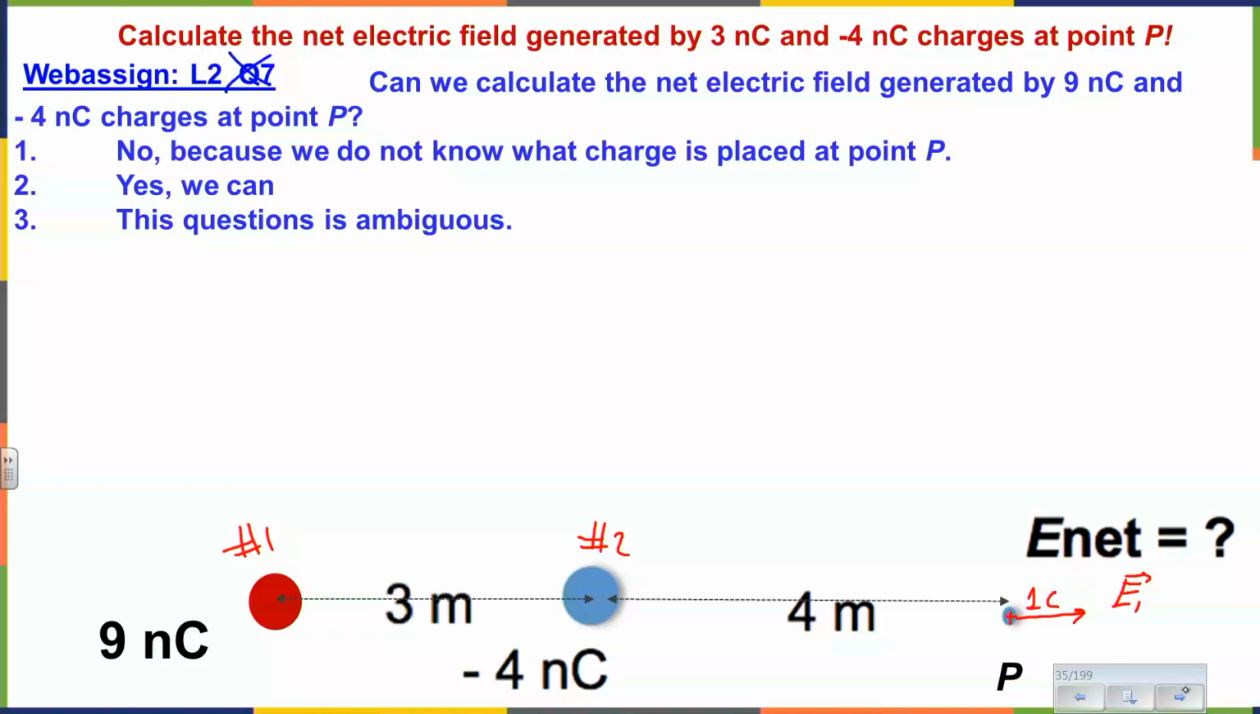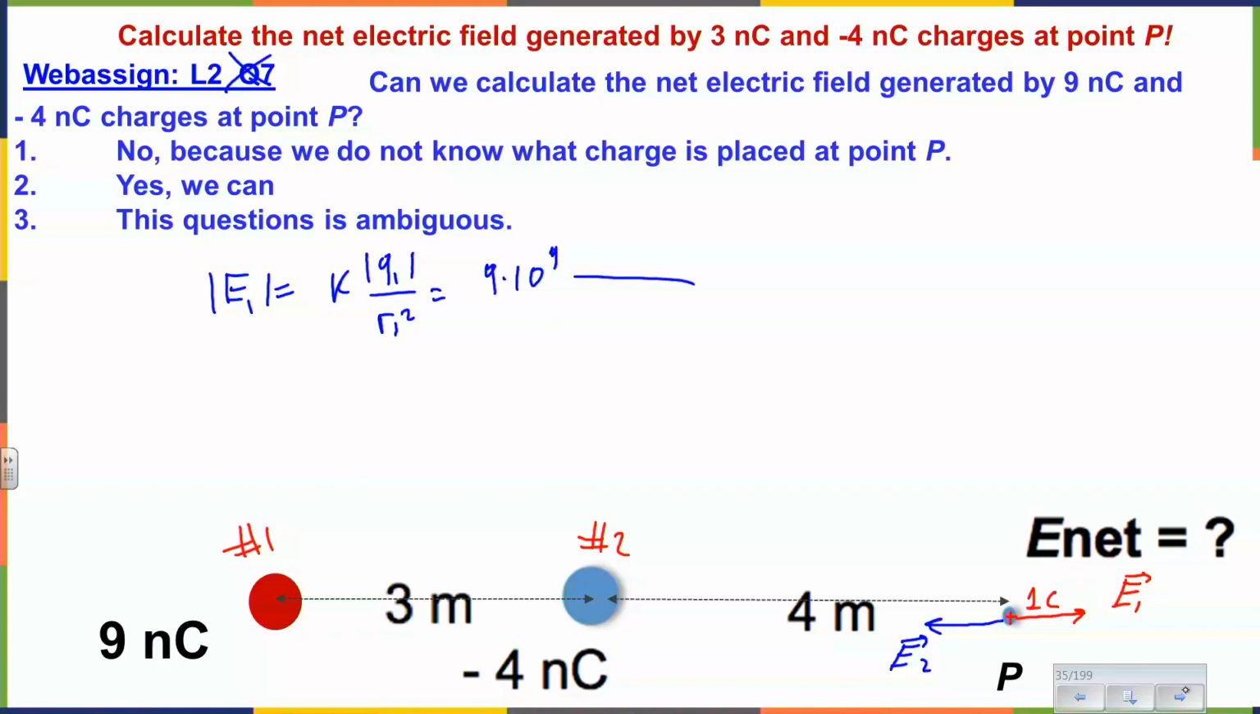But a negative charge generates its own electric field. So what do you think is the direction of the electric field generated by a negative charge? What do you think? Exactly. It should be opposite to the positive one. So this arrow represents electric field due to the negative charge. Well, first we should calculate each strength individually. E1 equals K Q1 over R1 squared. It's supposed to be 9 times 10 to the 9th.